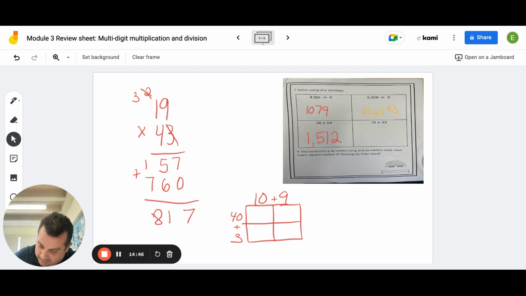Inside each area, each product: 40 times 10 is 400. 10 times 3 is 30. 40 times 9 is 360. 3 times 9 is 27.